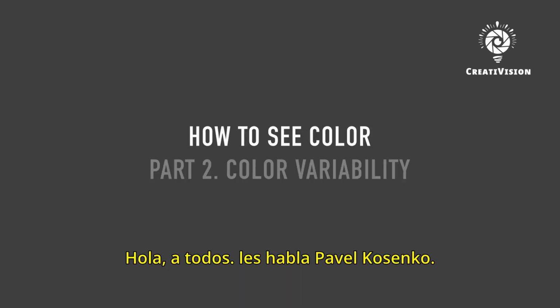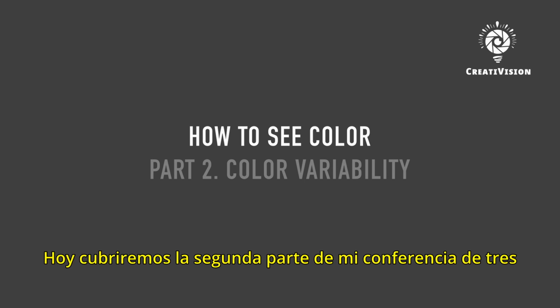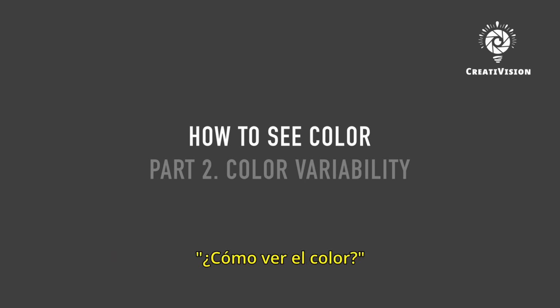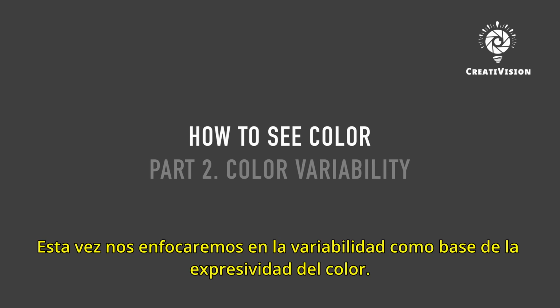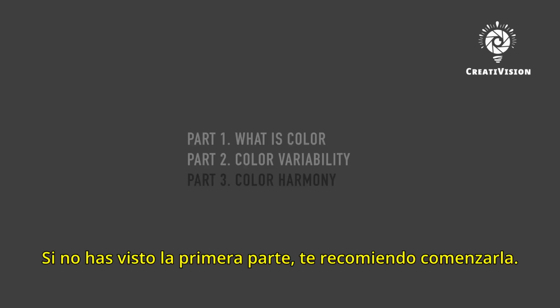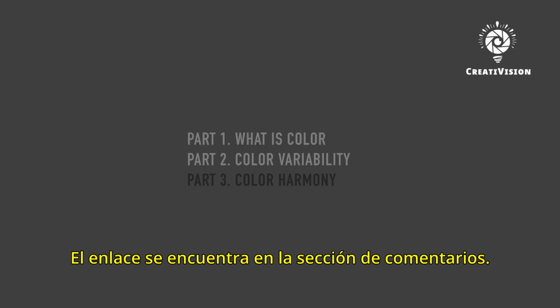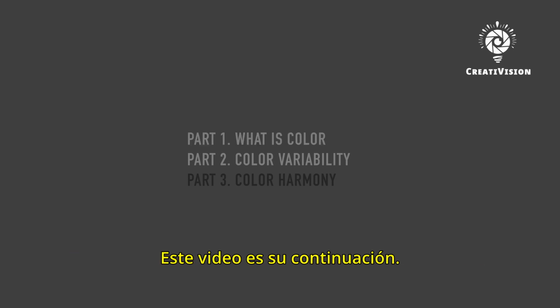Hello everyone, Pavel Kosenko is speaking. Today, we will cover the second part of my 3-hour lecture, How to See Color. This time, we will focus on variability as the basis of color expressiveness. If you haven't watched the first part, I recommend starting with it. The link can be found in the comments section. This video is its continuation.